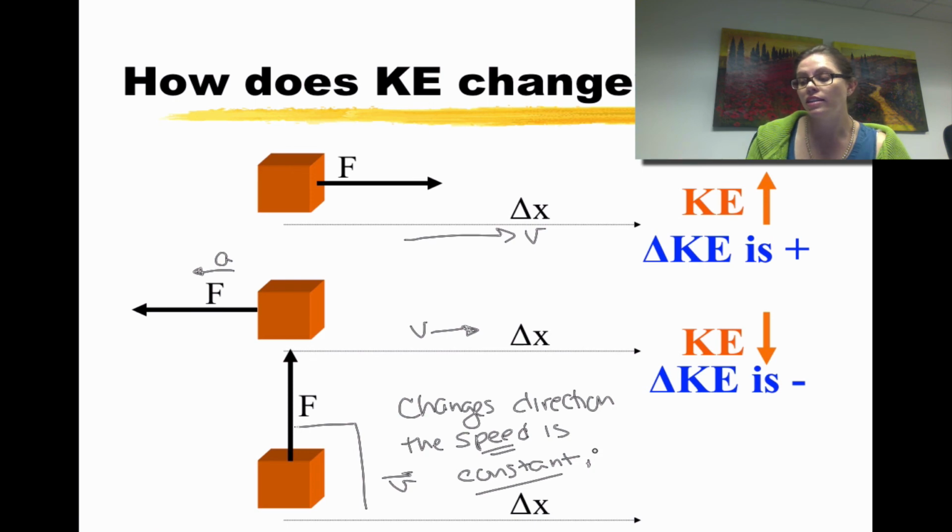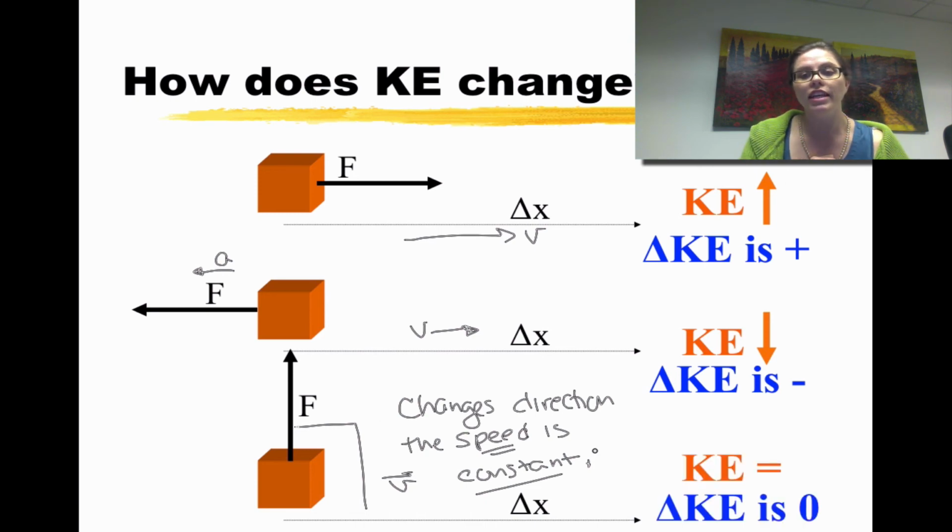So if the speed doesn't change, so it's 1/2 mv squared for kinetic energy, the kinetic energy doesn't change. So if the kinetic energy doesn't change, the kinetic energy stays level. And so there is no work done. So since work is equal to change in kinetic energy.